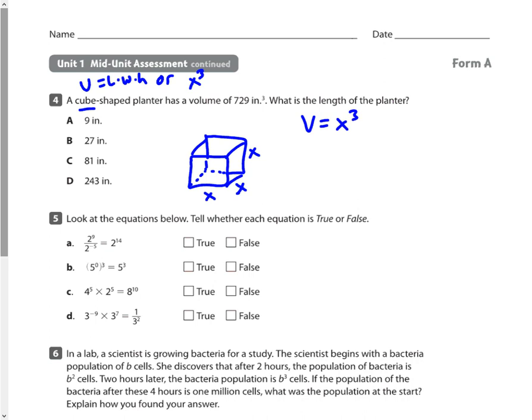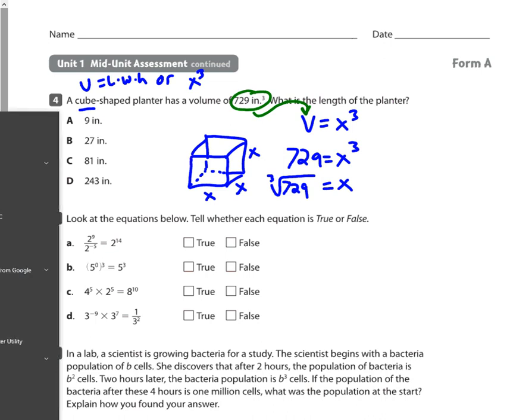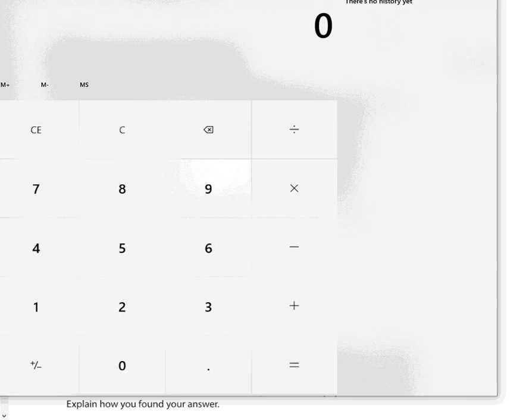And in this case, our volume is 729 inches cubed. Let's plug it in for the v. So it's 729 equals x cubed. What is the length of the planter? Meaning, what is one side length? What does x equal? So to get x all by itself, we do the inverse of cubing something, which would be cube rooting it. Cube rooting 729. If you need help finding the cube root, I will pull up my calculator here. I think my calculator has cube roots. I hope it does.